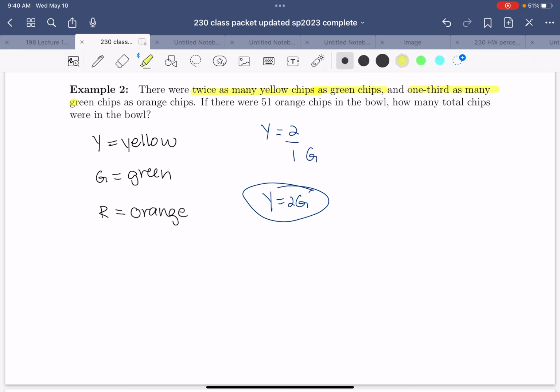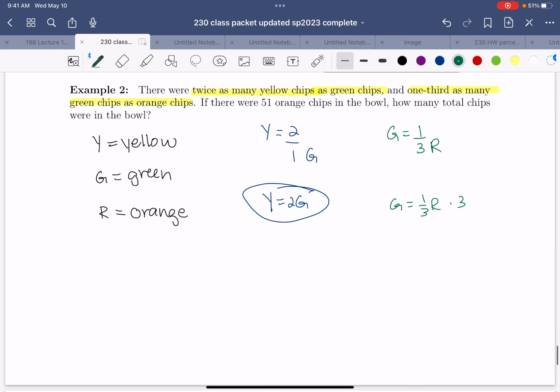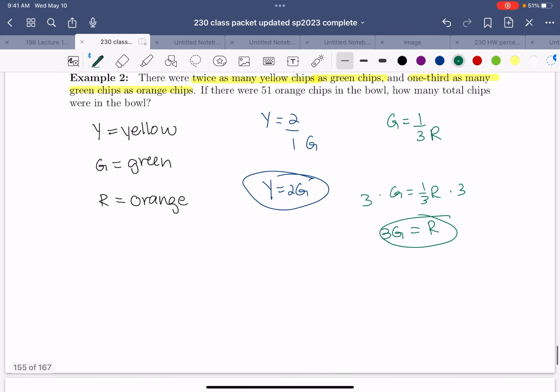Then I look at the second statement. 1/3 as many green as orange, so 1/3 green to orange. Again, that equal sign goes right after the first letter. So that's going to give me G equals 1/3 R. And if I multiply both sides by 3, I get R equals 3G. So now I have two equations. Now we look at the last number. There were 51 orange chips, so that tells me that R is going to be 51.